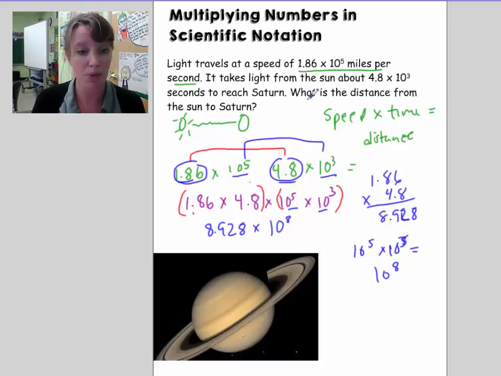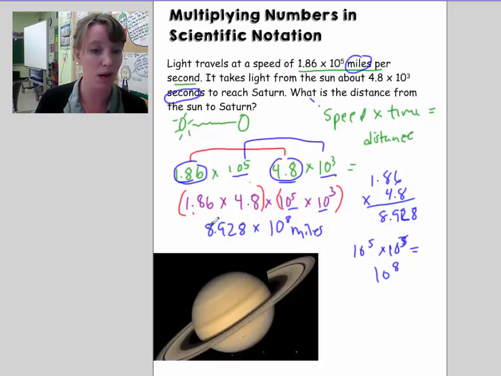And so since this was in miles per second, and this was in how many seconds it took to reach Saturn, the units for my answer are going to be miles. So the distance between the sun and Saturn is 8.928 times 10 to the 8th miles. Now let me see, 10 to the 6th is millions, so 10 to the 8th is 100 million, so it's about 900 million miles between the sun and Saturn.